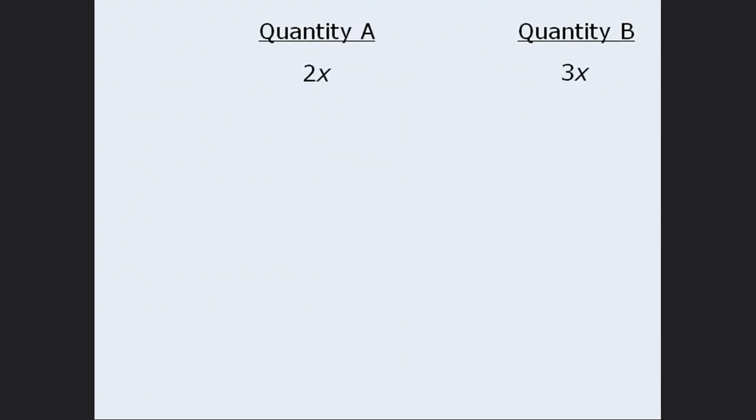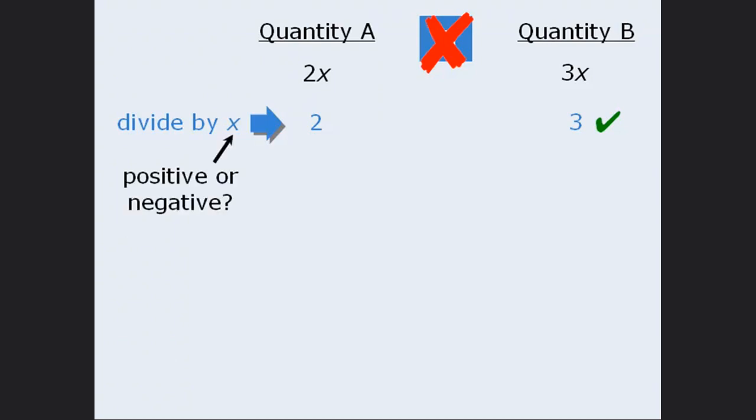Since both quantities feature the variable x, it may be tempting to divide both sides by x to get the following, and then conclude that since quantity B is greater than quantity A, the correct answer is B. This, however, is incorrect. The problem here is that when we divide both quantities by x, we cannot be certain that we're dividing by a positive value. If it turns out that we're dividing both sides by a negative value, the results will not be consistent with the original comparison.